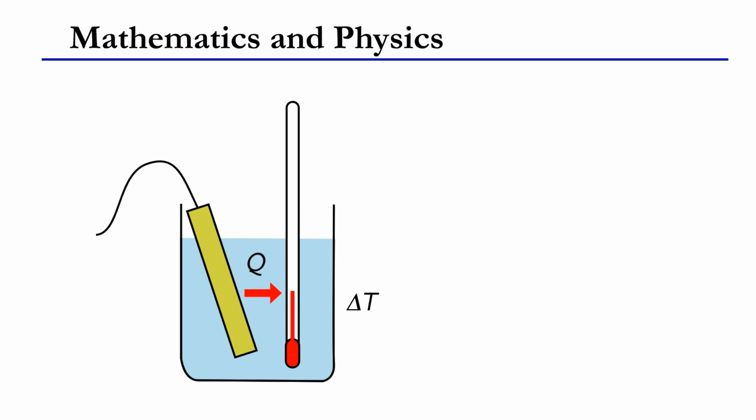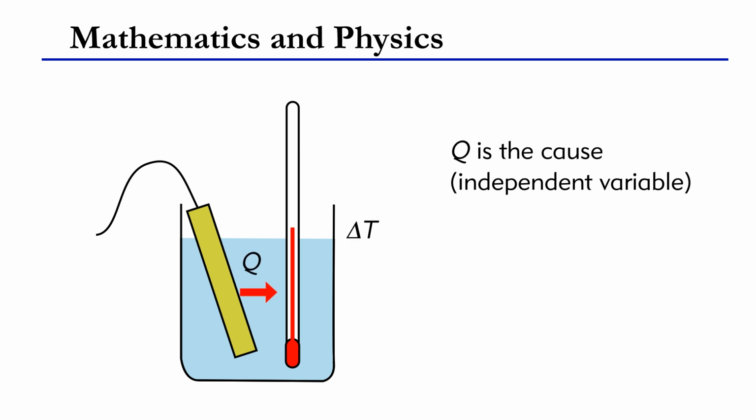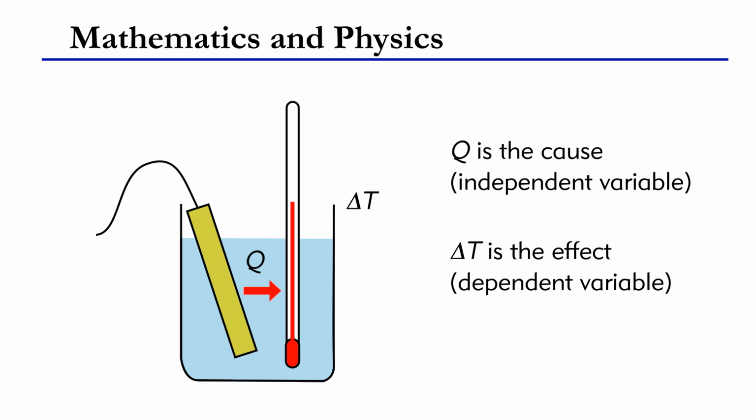In heating a liquid, for example, the heat supply Q is something we can control by varying the time interval in which the power supply is turned on. Thus, Q is the cause. It is an independent variable. Here, the effect is the temperature change delta T. Result shows that delta T is directly proportional to Q.